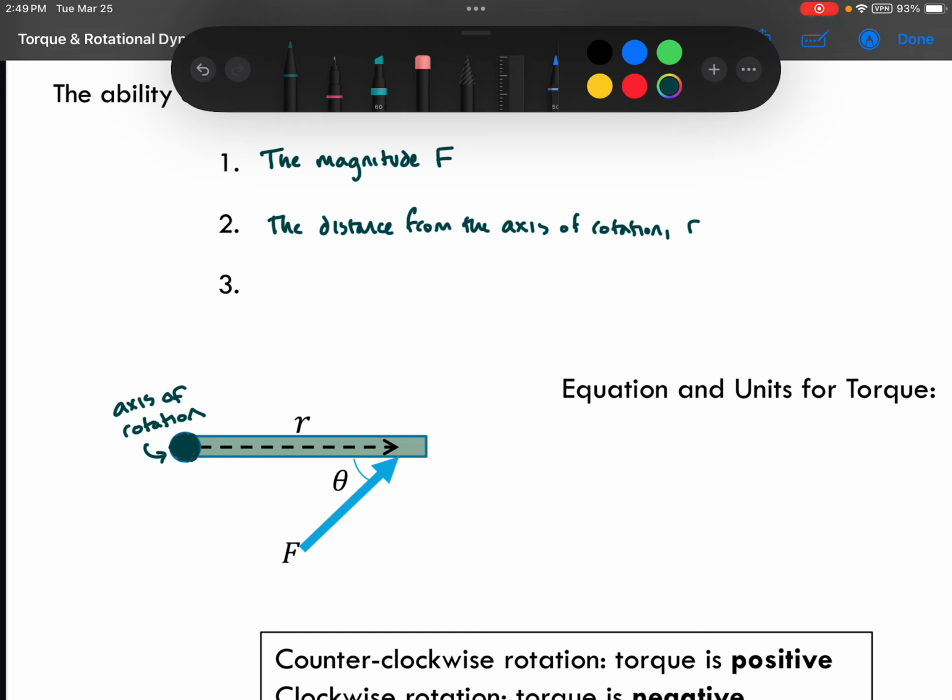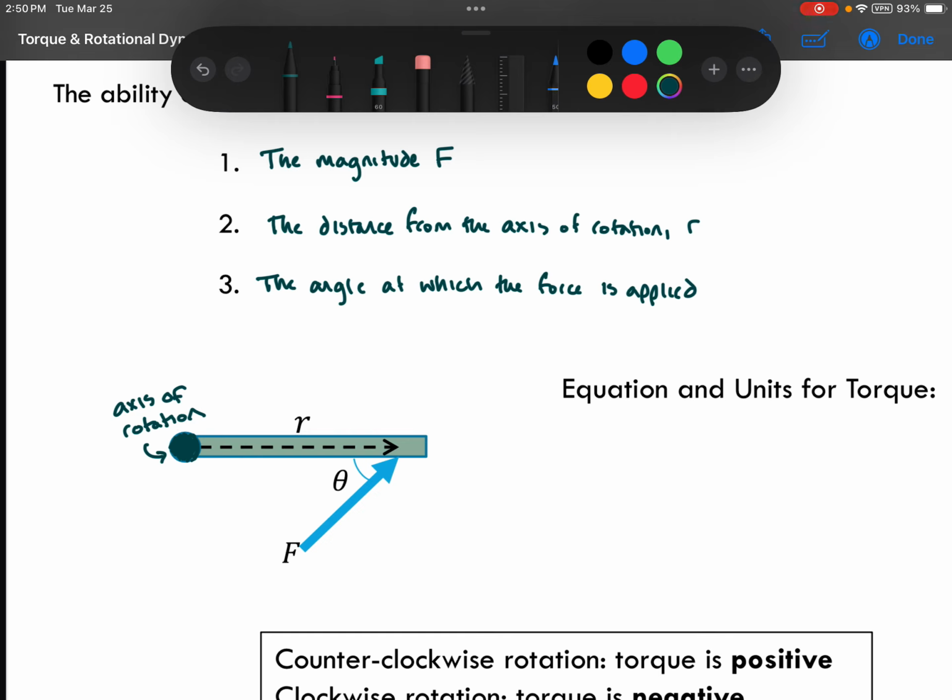All right, the last thing that will affect the torque or the ability to open the door is what angle we are pushing on the door at. So the angle relative to the force and to the direction of the lever arm, this vector r. And so the angle at which the force is applied will also affect the ability to produce a torque. All right, so those are our big ideas.